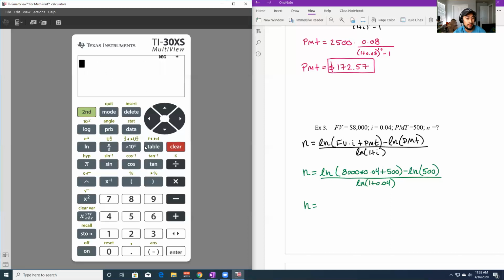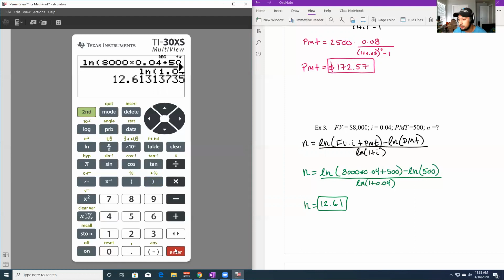So here we go. I'm going to do fraction button, natural log, 8,000 times 0.04. Make sure we don't forget any zeros, plus 500. Minus the natural log of 500 over the natural log of, that just becomes 1.04. There it is. Enter. We get 12.61. Okay, awesome. And there, that's how you use your formulas.